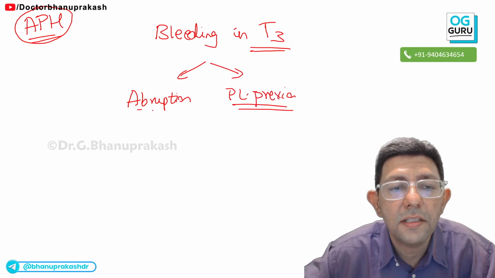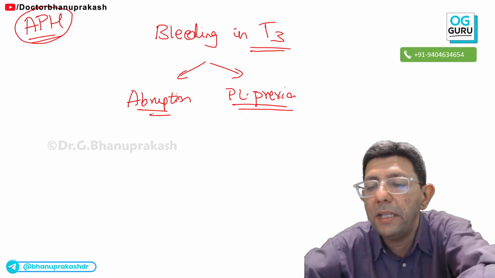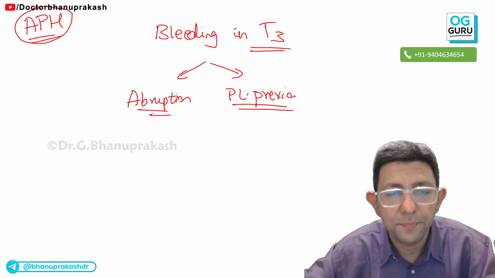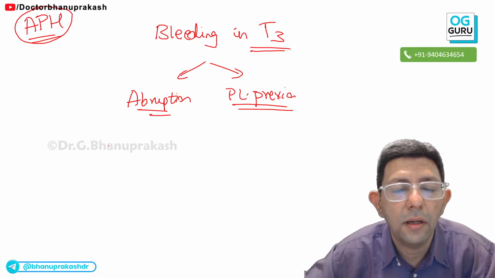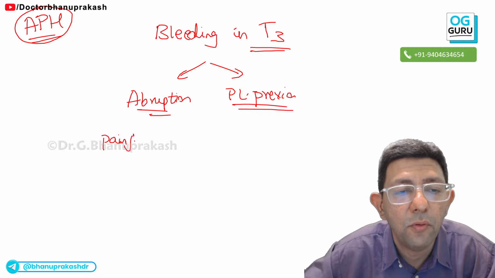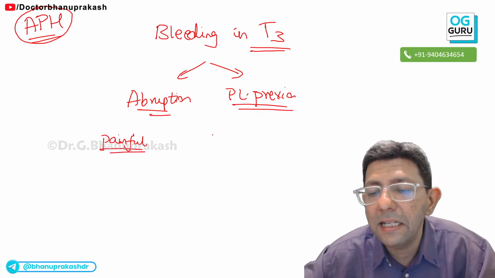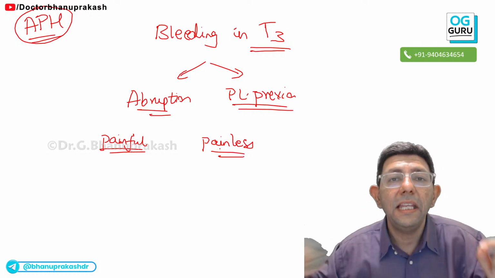Now, what is the main part? Can anybody tell me how I differentiate? Please keep in mind that nursing students also can benefit from this. Chandan Rana, you can pay attention. Abruption is always painful bleeding and placenta previa is painless bleeding. Yes, a very important point.